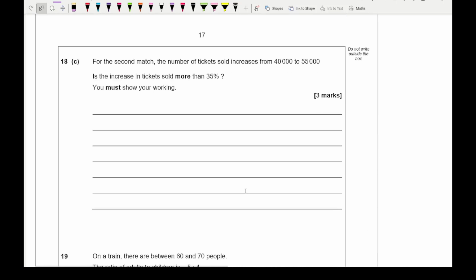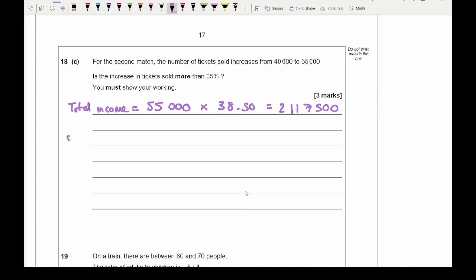Then for C, it says for the second match, the number of tickets sold increases from 40,000 to 55,000. Is the increase in tickets sold more than 35%? So let's have a look. First thing we want to do is the total income, which is going to be 55,000 multiplied by £38.50. And if I type that into my calculator, we get an answer of 2117500.